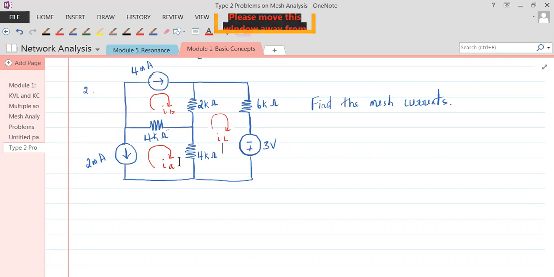Yeah, IA and IB are known. So it's a 3 mesh circuit. How many KVL problems? Single KVL. Yeah, single KVL. Very good. That's it.